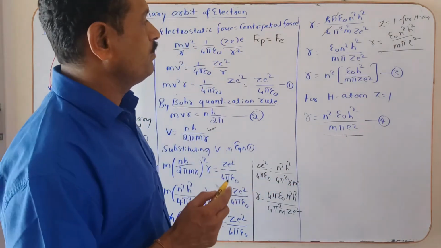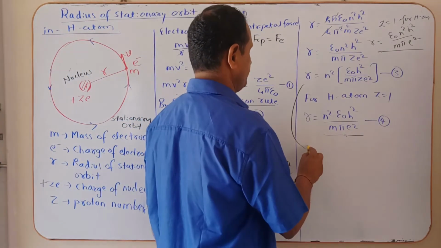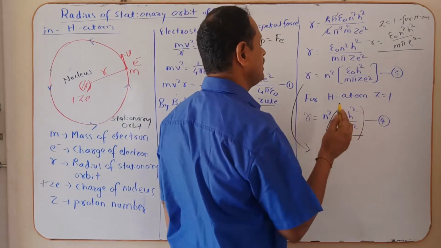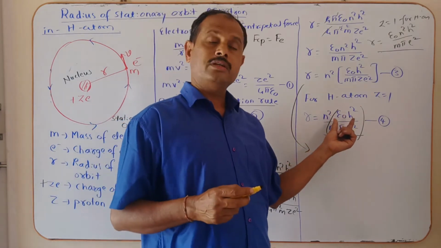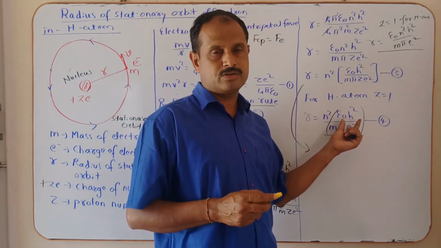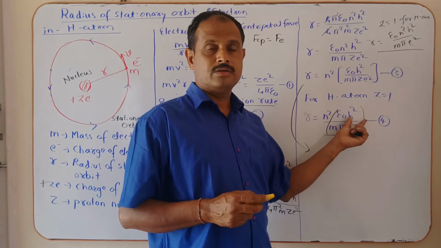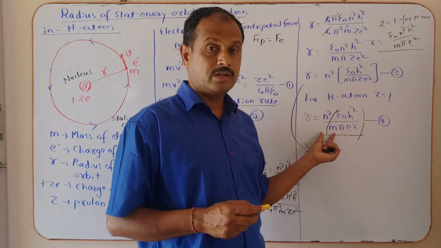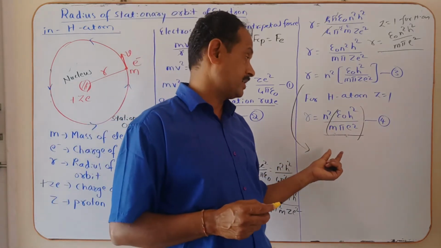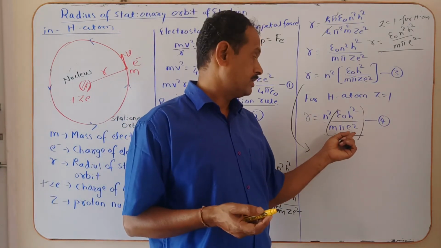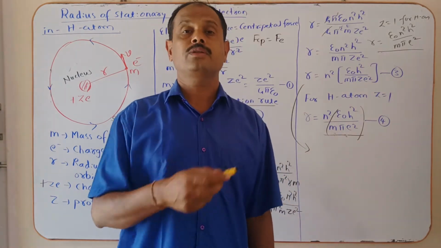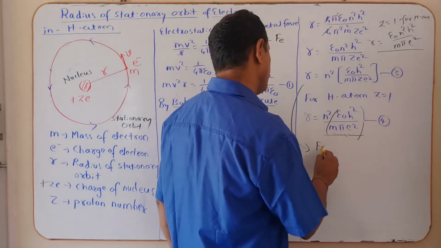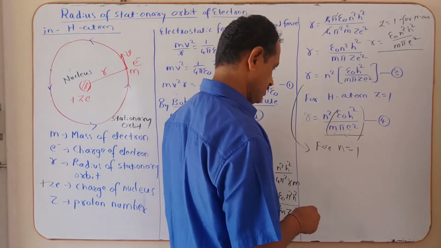Now we discuss a few points according to this expression. This term is completely constant here. Epsilon naught is 8.854 into 10 to the power of minus 12, Planck constant 6.625 into 10 to the power of minus 34, mass of the electron 9.1 into 10 to the power of minus 31 kg, pi 3.142, and e the charge of the electron 1.6 into 10 to the power of minus 19. Now you substitute all these values for n is equal to 1.